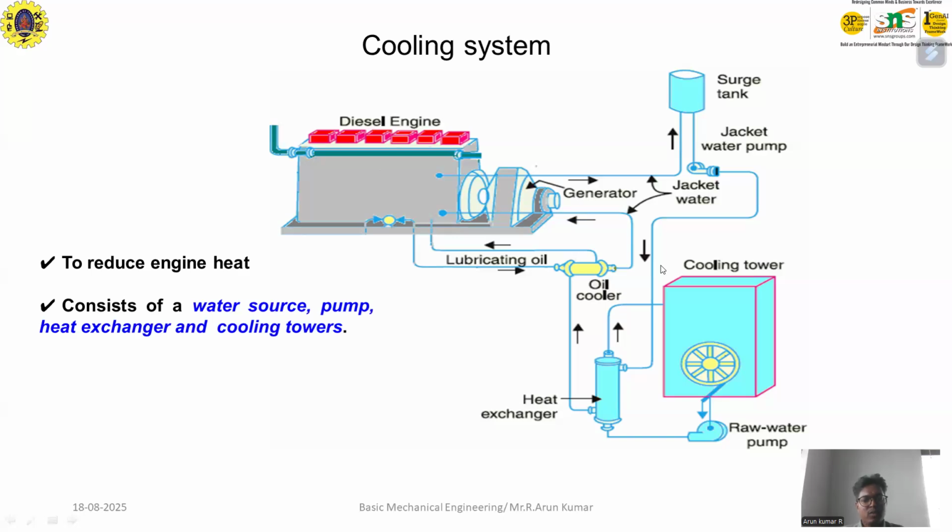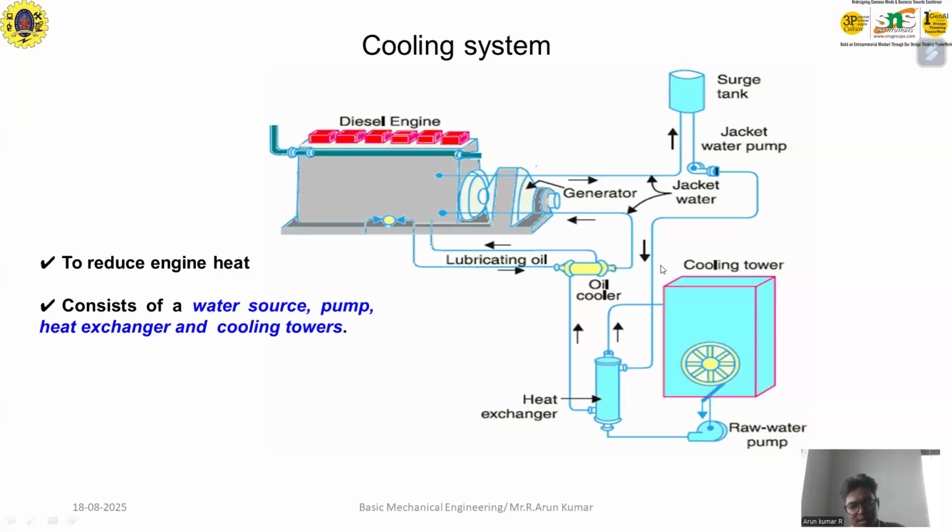tower. Here, the cooling tower consists of water that can be stored. The raw water is then pumped to the heat exchanger. One terminal of the heat exchanger is connected to the cooling end. The next terminal of the heat exchanger is connected to the lubrication oil. After this, the lubrication oil circulates through the moving parts of your diesel engine.